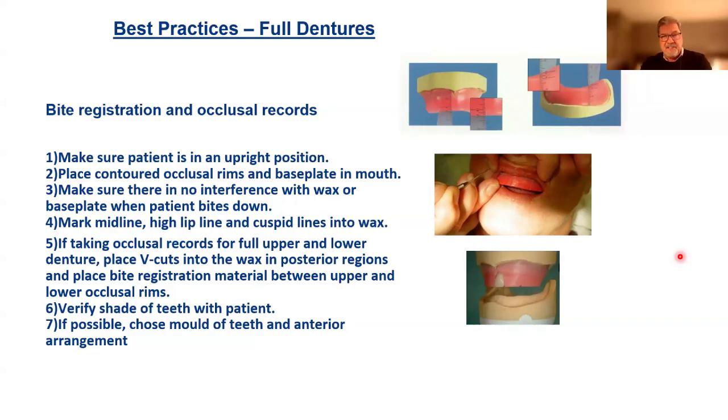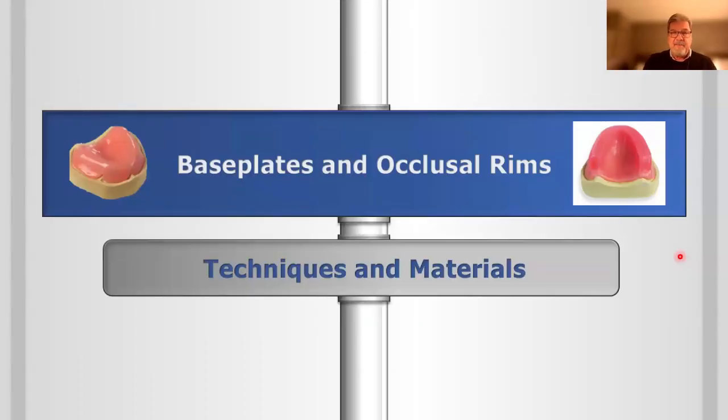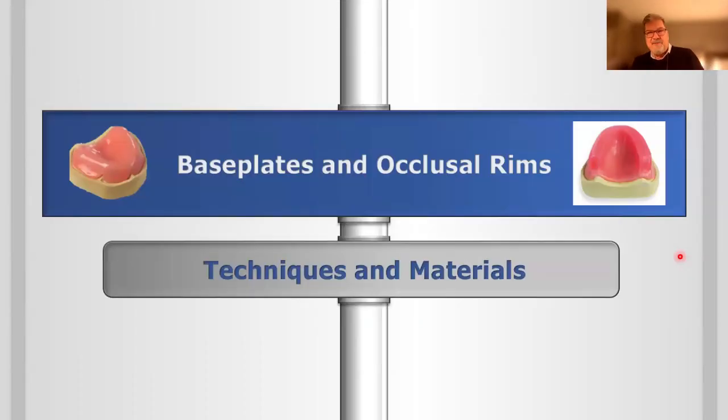And if taking occlusal records for full upper and full lower dentures, place those V cuts in the wax in the posterior regions and place bite registration material between the upper and lower. And just verify at that point the shade with the patient. And if possible, you can choose the mold of teeth and anterior arrangement. So let's talk about base plate and occlusal rims, techniques and materials here. And then we'll get into denture setups, occlusion, and finishing the denture.